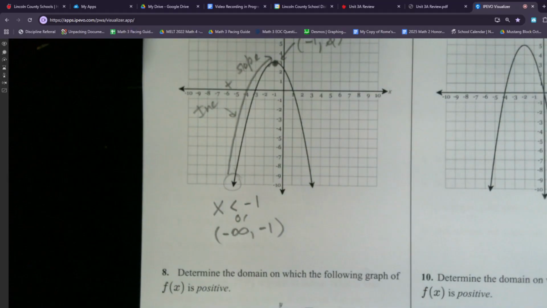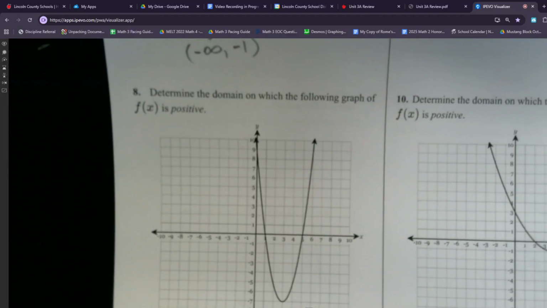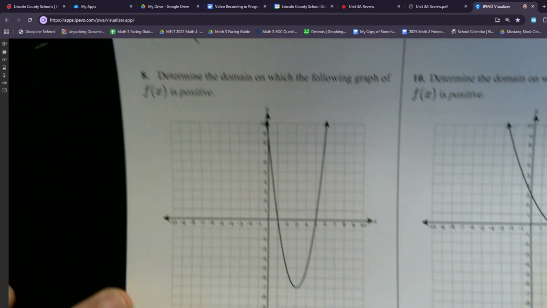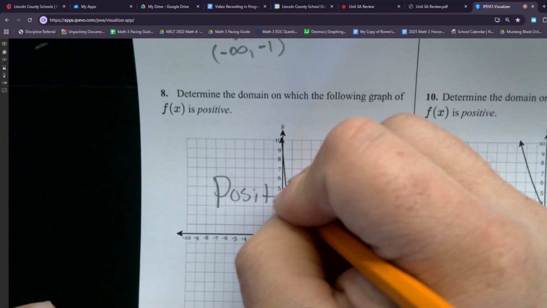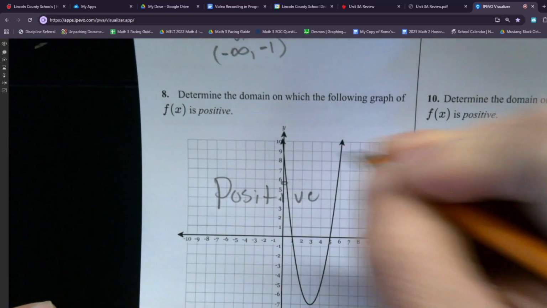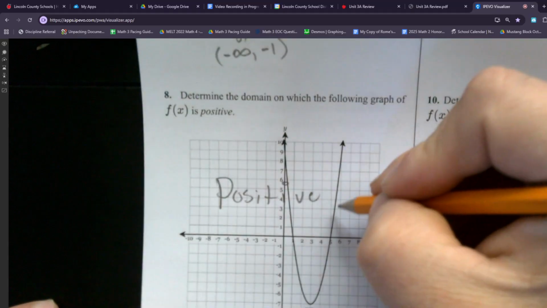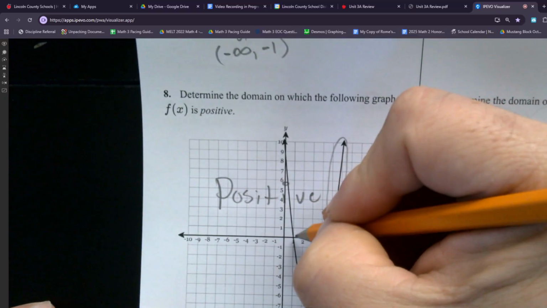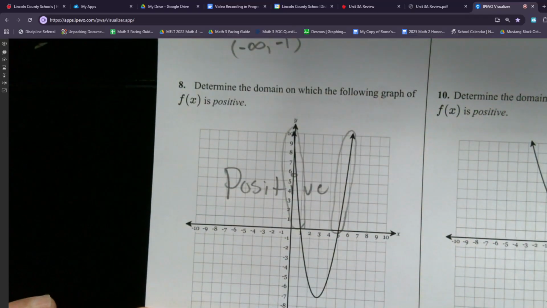All right. Now, determine the domain in which the following graph is positive. Okay, so positive means above the x-axis. Anything above the x-axis. So that means this interval is positive. This interval is positive. So you're going to have two intervals here.